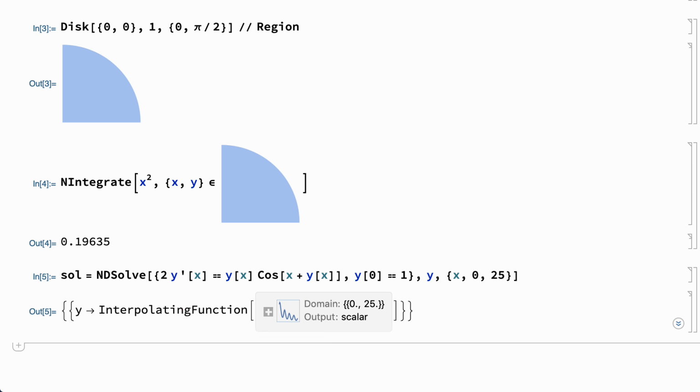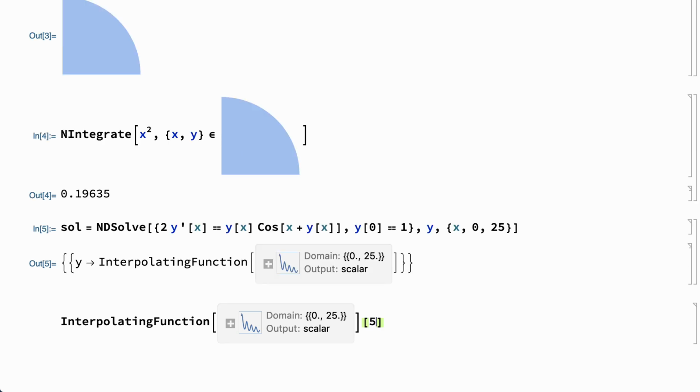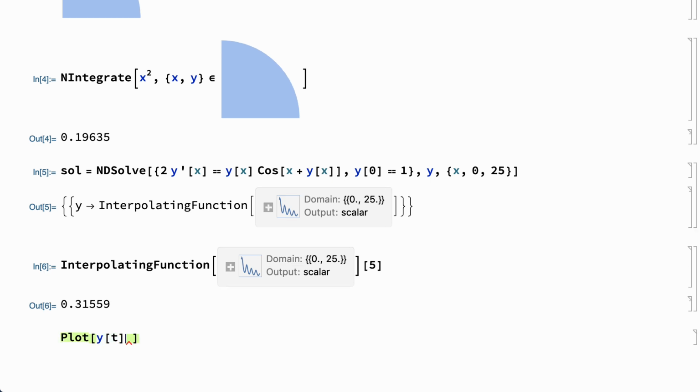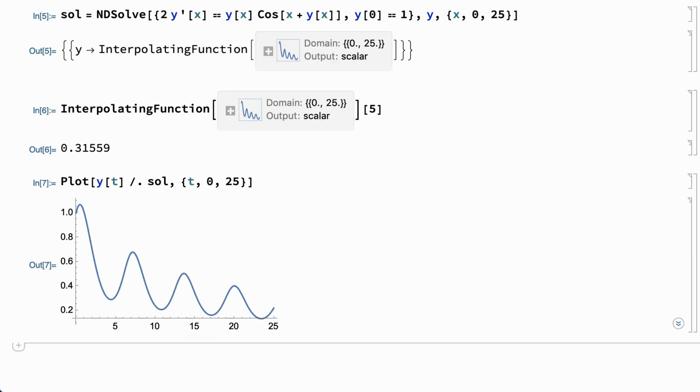The result uses an interpolating function expression, which is how NDSolve represents the solution. The solution to a differential equation is a function, and NDSolve computes points and derivatives along that function and returns those points and derivatives inside of an interpolating function expression. The interpolating function expression can be used as in this input to give a value of the solution function at any point in the range of the solution, and this gives a plot of the solution.